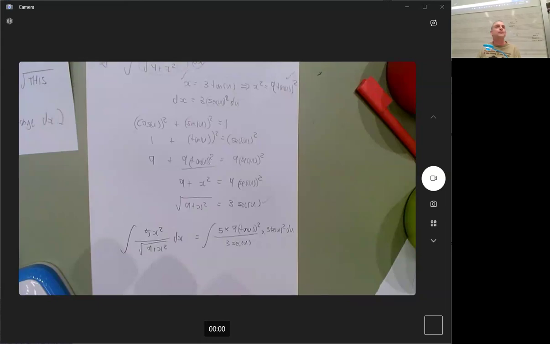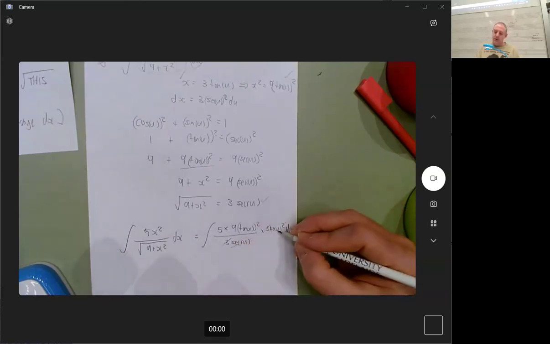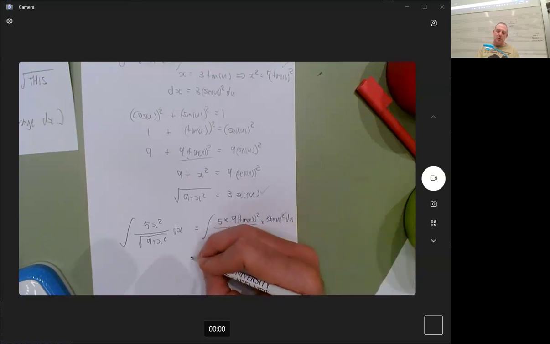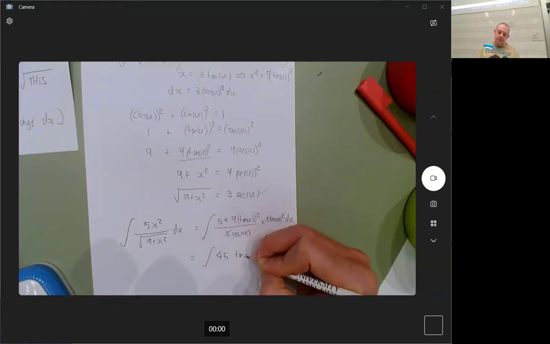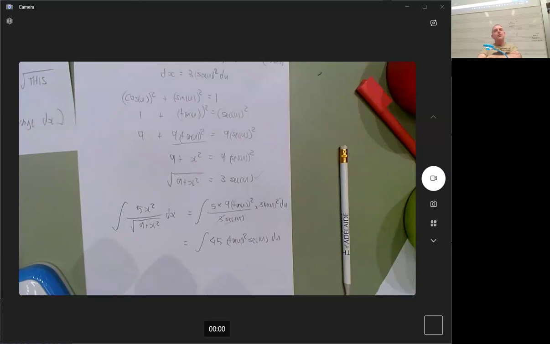Wow, that sucks. But anyway, sorry. I may not finish it from here. I guess the 3's cancel. One of those secs can cancel with one of those. Tan squared times sec. Cool. Not a fan. Not a fan at all. I do not like it. I'm pretty safe to say that they would not ask you to finish this in an exam.